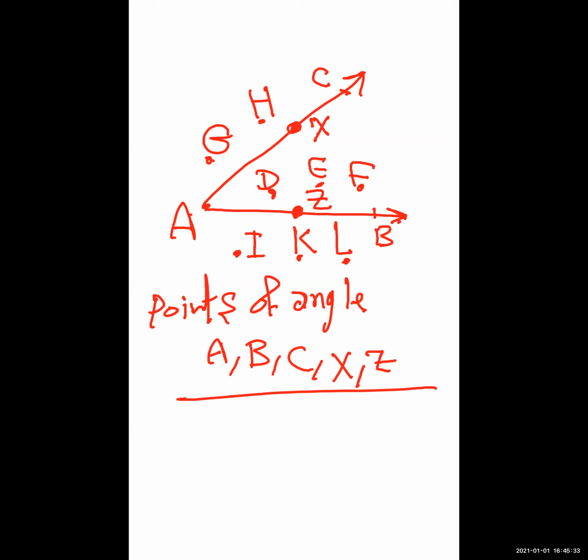Okay, guys, are we clear till now? Great. The next set of points will be the interior points of the angle. Interior means it lies inside the angle, or in between the two rays of the angle. So the interior points are like D and E and F, I mean the three points.